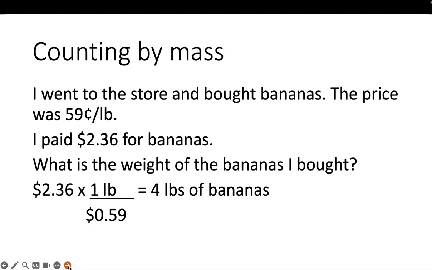And so what I could say is that for every 1 pound of bananas I buy, it'll cost me 59 cents. And if I do that, I can essentially cancel out the amount of dollars that I'm paying and end up with pounds. And so if I do this, I can find out that $2.36 divided by 59 cents gives me roughly 4 pounds of bananas. That's how many bananas I bought. I bought 4 pounds worth, whatever that is.